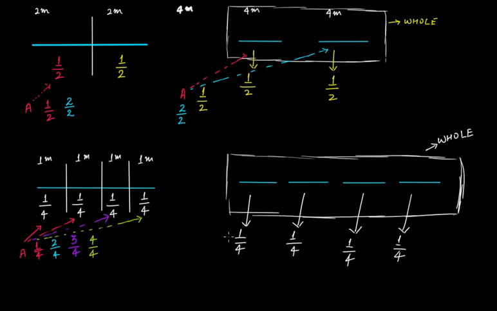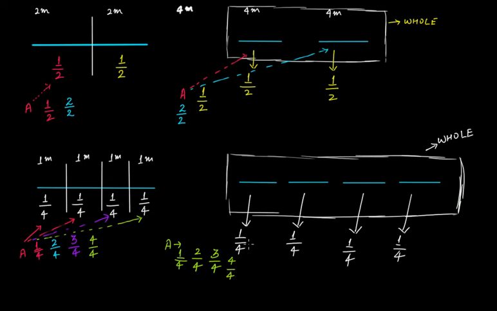Same thing here. If A is only having this one, it will be only one part A is having. If A takes this one also, it will be said to have 2 parts out of 4. If this one, it will be said to have 3 parts out of 4. If he takes this one and this one, it will be said to have 4 out of 4.